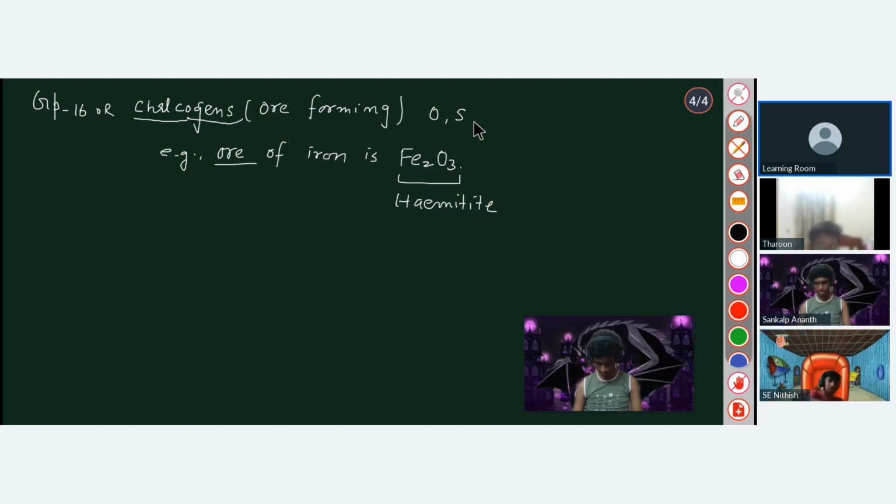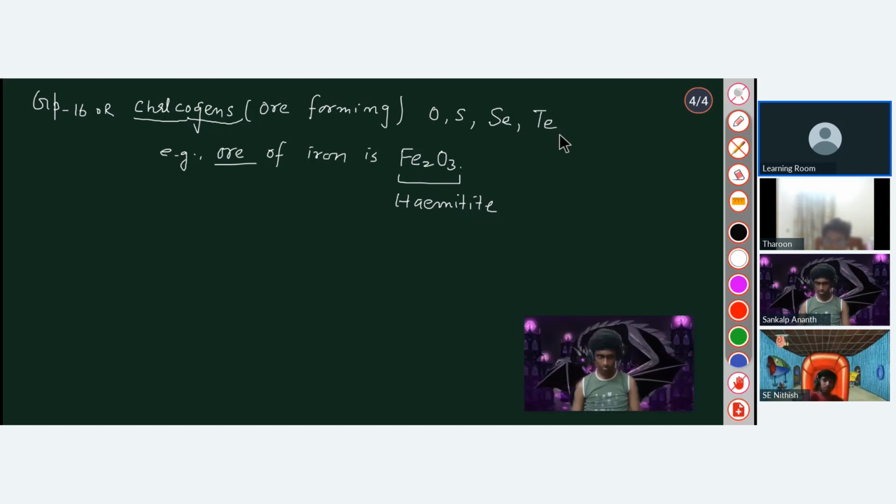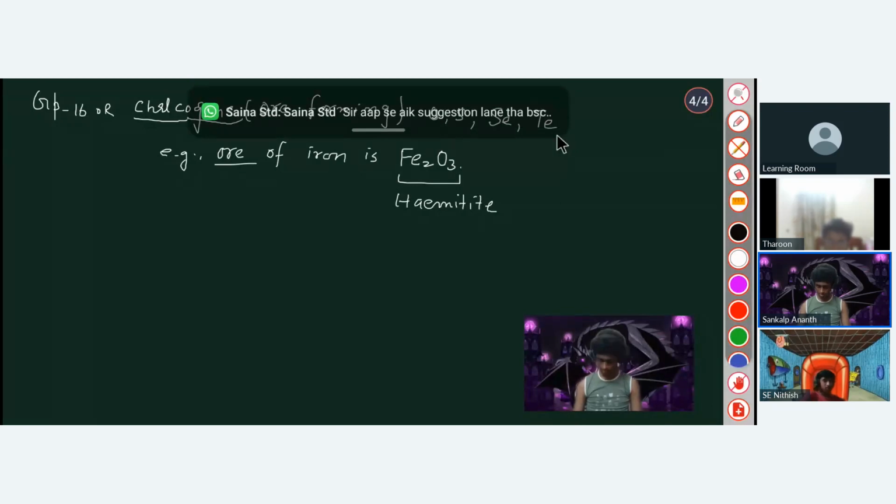So it's an ore-forming element. Oxygen creates the ore. Just as we discussed, halogens form salt, while chalcogens create only the ore.